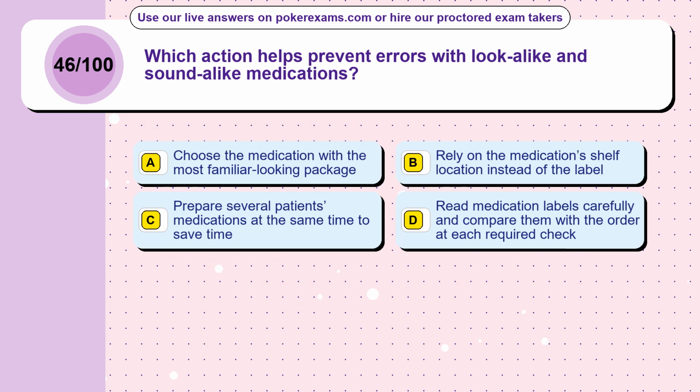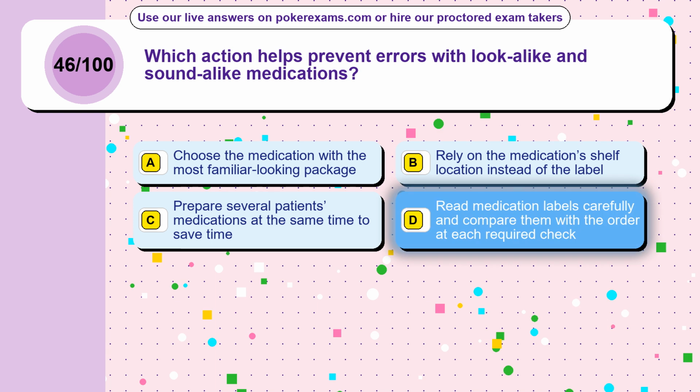Question 46. Which action helps prevent errors with look-alike and sound-alike medications? Option A. Choose the medication with the most familiar-looking package. Option B. Rely on the medication's shelf location instead of the label. Option C. Prepare several patients' medications at the same time to save time. Option D. Read medication labels carefully and compare them with the order at each required check. The correct answer is option D.